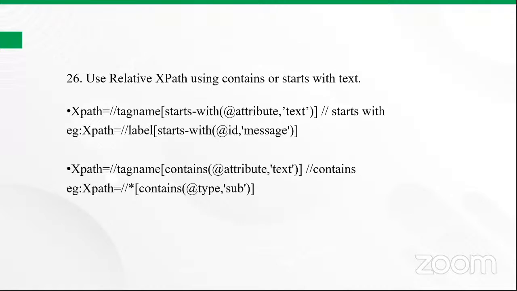Did you understand the difference? When you give the starting part of the attribute value, you can use starts with. If you want to give a subset of the attribute value from the beginning, the end, or in between, you can use contains. I think both of them will take the same time. I'm not sure about the time taken to find the element, but I think it is more or less the same. Is it clear?